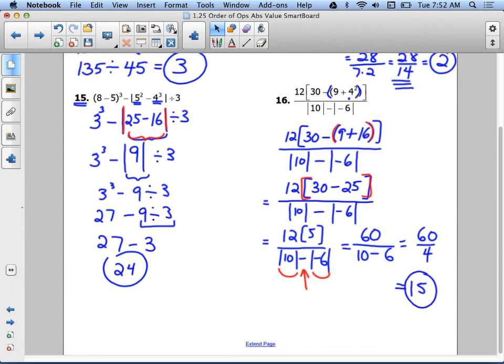Okay? Now that you've seen me work a few examples, I'd like you to try some practice on order of operations, including these more complex expressions that require you to use PEMDAS and simplifying absolute value expressions.